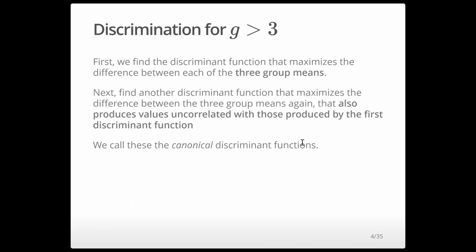So the first thing we're going to want to do is find the discriminant function that maximizes the difference between each of the three group means. That means we want the largest possible differences between each group mean and each other group mean based on our discriminant function. Next, we're going to find the function that maximizes the difference again, but this time also produces values that are uncorrelated with those produced by the first discriminant function. We'll call these the canonical discriminant functions.